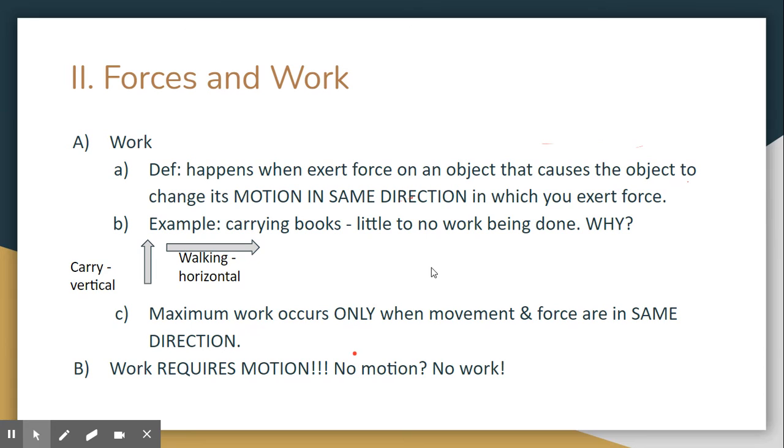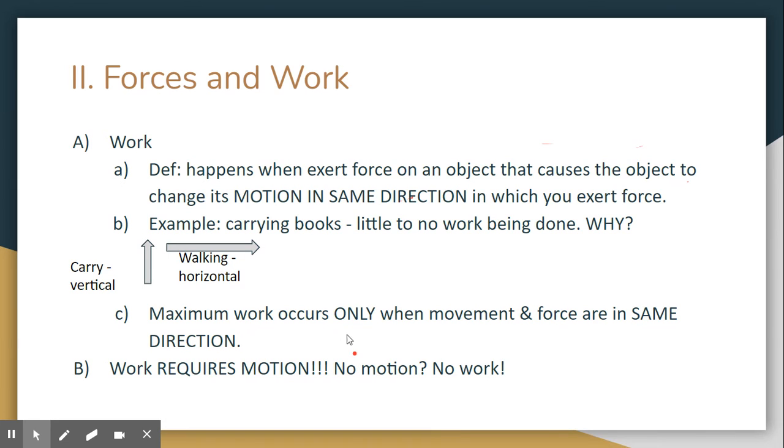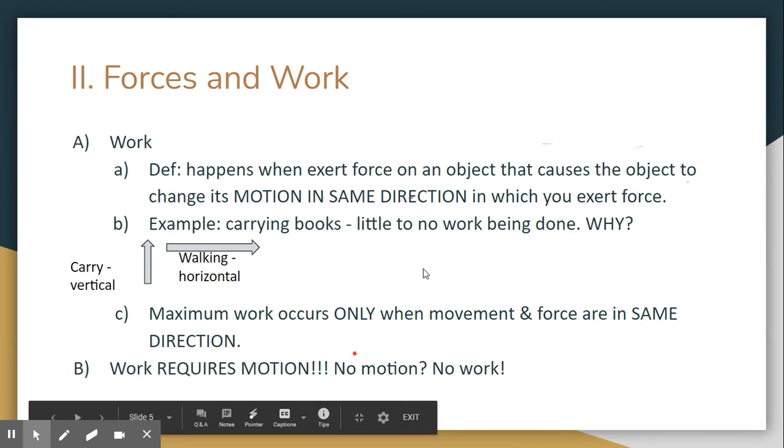Okay. So for example, if you're carrying your books, there's little to no work being done because your force is not in the same direction as your motion. Work only occurs when that movement and the force are in the same direction. So work requires motion. If you don't move, there is no work.